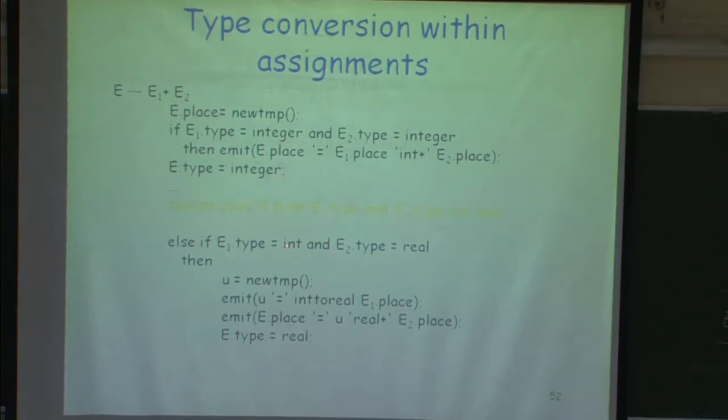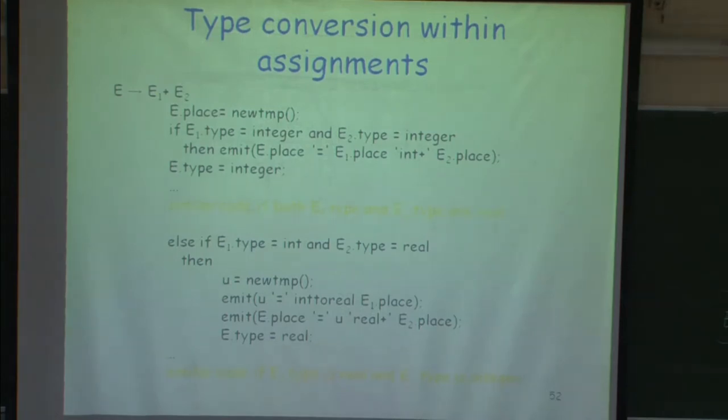Now what will happen when this is real and this is integer? I just need to flip the order here and say that it will be E1 place and U is assigned real of E2 place. So I just need to change the order and I will get similar code for this.